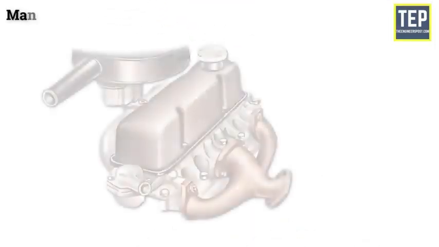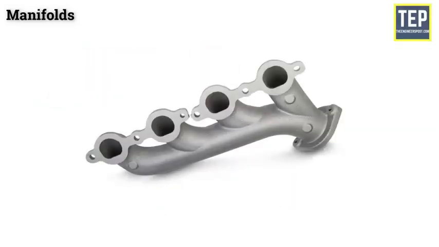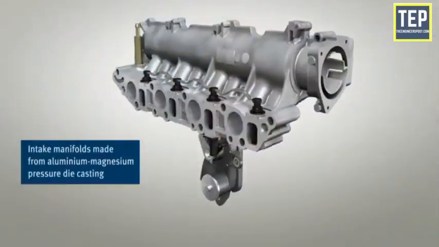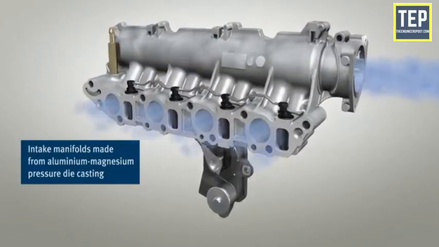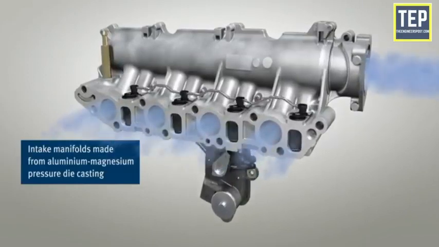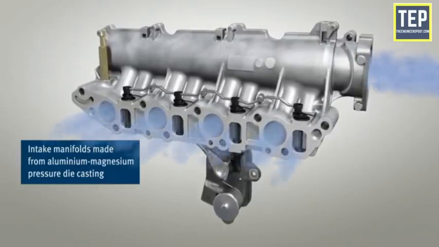Manifolds. There are separate sets of pipes attached to the cylinder head, which carry the air-fuel mixture and the exhaust gases. These are called manifolds. They are generally made of cast iron, so that they can withstand the high temperature of the exhaust gases. The air goes into the air intake, travels through the throttle body, into the intake manifold, and from there it goes into the engine through the cylinder head. The inlet manifold carries the air-fuel mixture from the carburetor to the cylinders. The exhaust manifold is the set of pipes carrying exhaust gases from the cylinder head to the exhaust system.